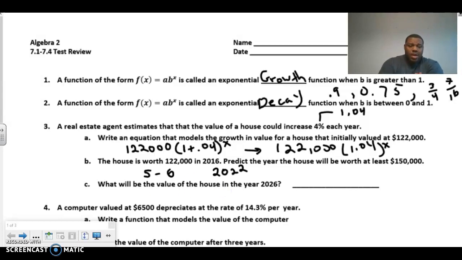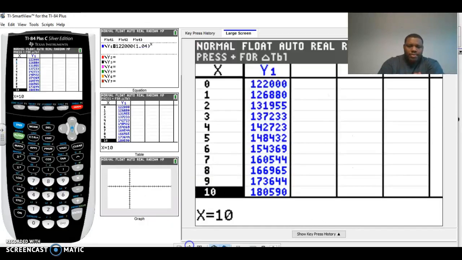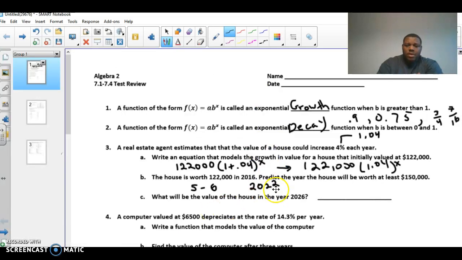What will be the value of the house in 2026? Again, you can use your calculator, guys. If we go back to the calculator, 2026 is in 10 years, and it says $180,590.